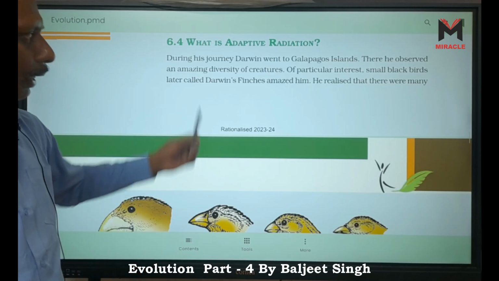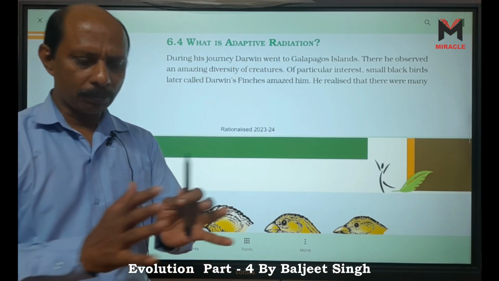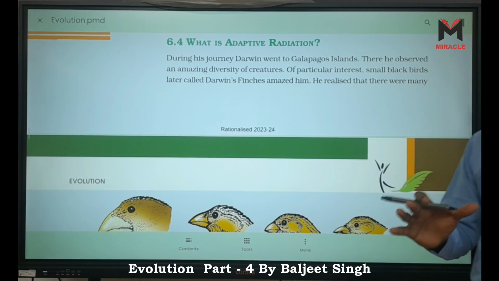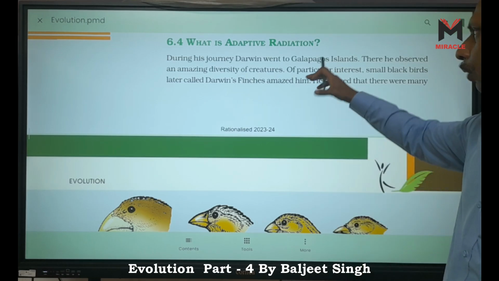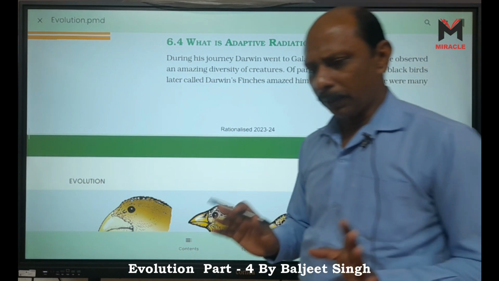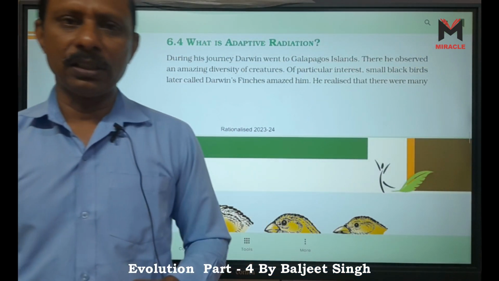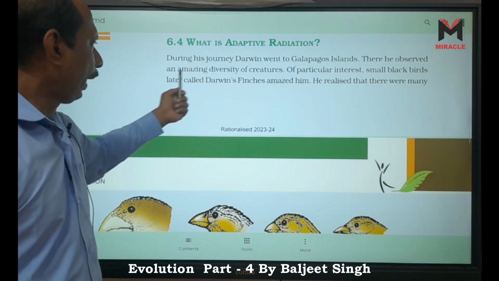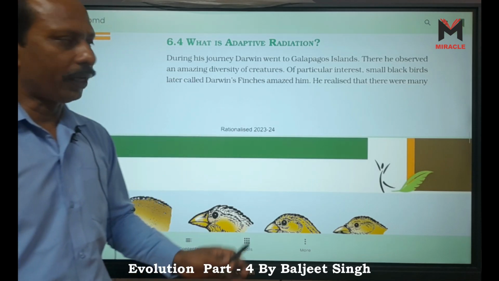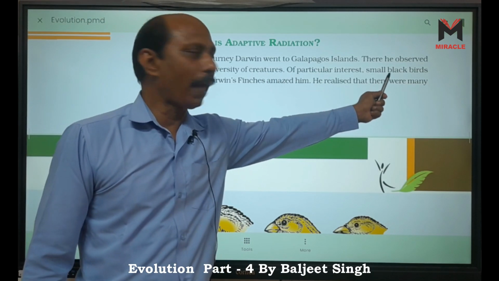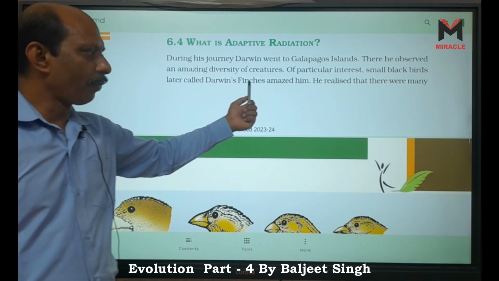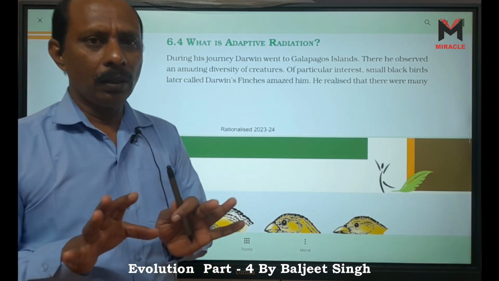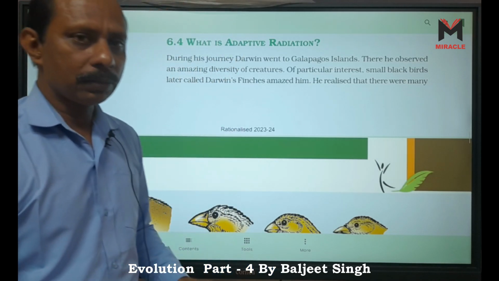Do you understand? Here, the Galapagos Islands are made up of small different islands, near about 22 islands. A group of 22 islands, and on each island he observed a different type of finch. These we call Darwin's finches, right? There he observed an amazing diversity of creatures. Of particular interest were small black birds, later called Darwin's finches, which amazed him. Why did they amaze him? Because different traits were observed in these birds.